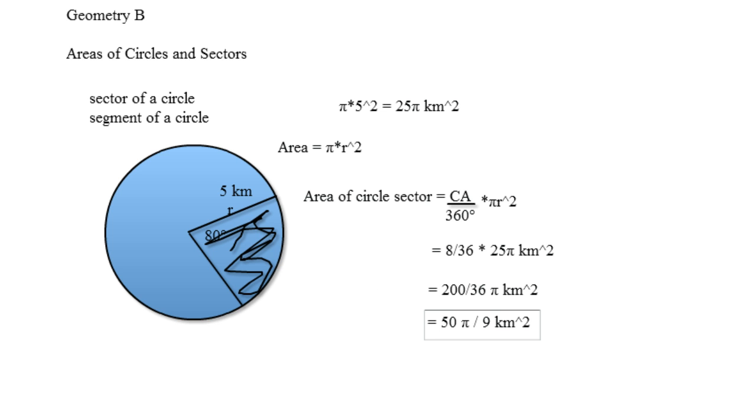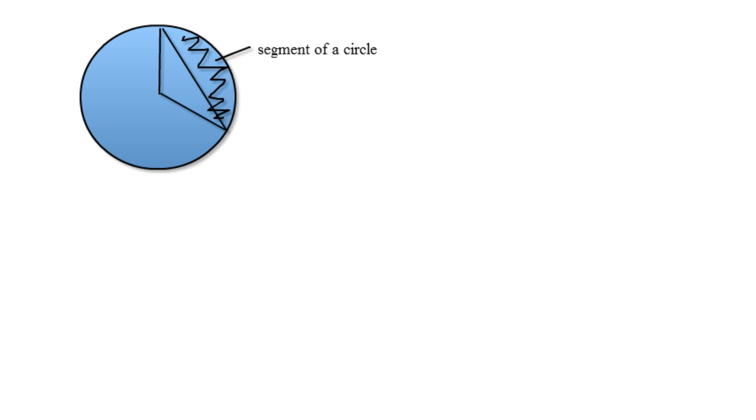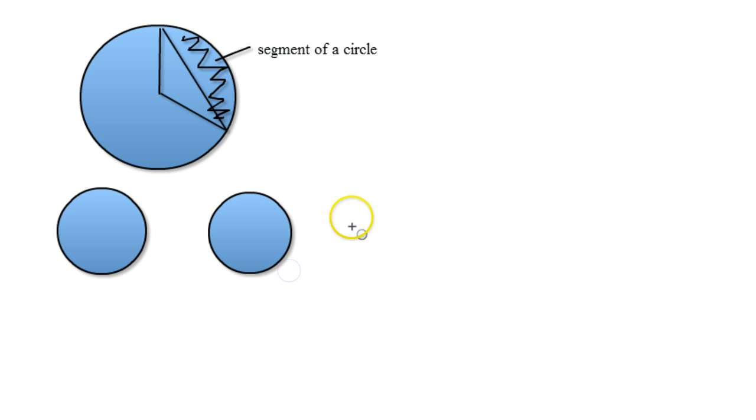Now we're going to talk about the segment of a circle and how to find the area of that. What you have to do is take a look at 3 diagrams of what the segment of a circle is. I'm going to draw out a couple, and then let me pause it so I can finish drawing it out.